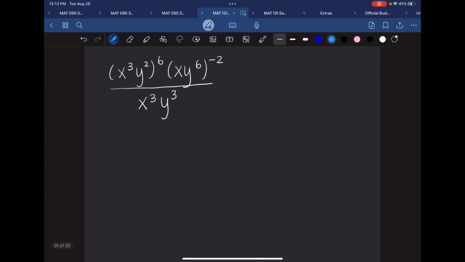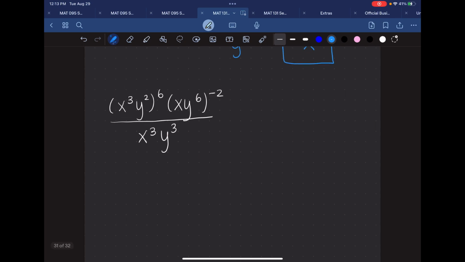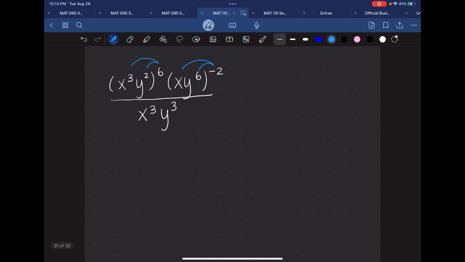Alright, now for this next one. We have x cubed y squared all to the 6th times x y to the 6th all to the negative 2, divided by x cubed times y cubed. All right, so we have some exponents to distribute right now. So I'm going to go ahead and do that first.